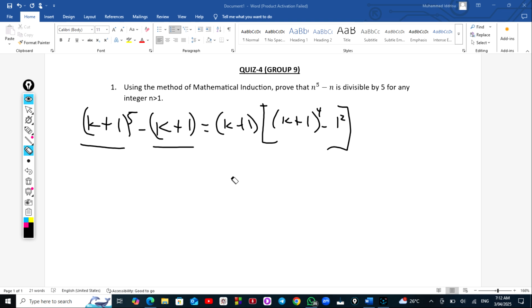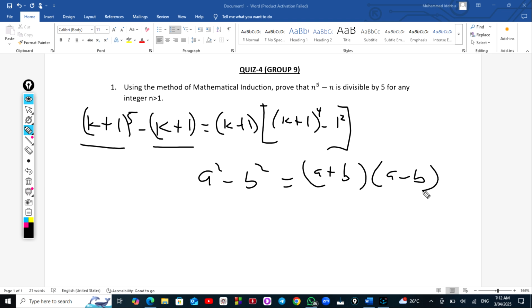So we can use the difference of 2 squares. We know that a square minus b square is equal to a plus b, a plus b a minus b. So we just apply it here. This gives us what? k plus 1. Then in the bracket we'll have k plus 1 square plus 1 multiplying k plus 1 square minus 1.